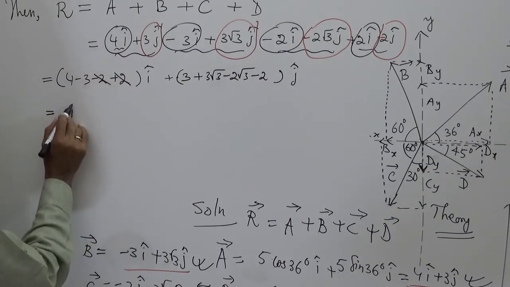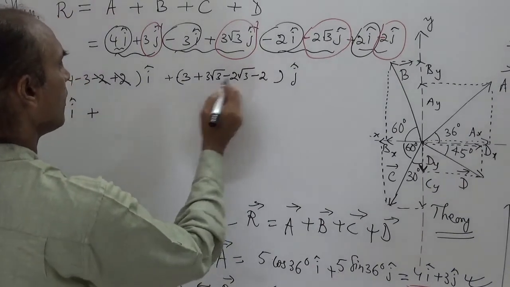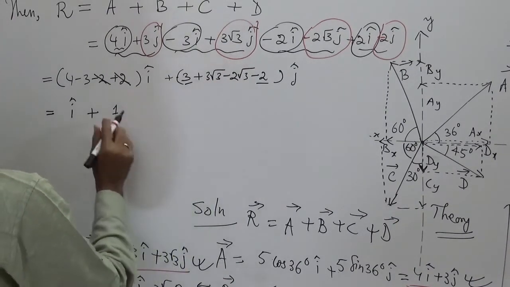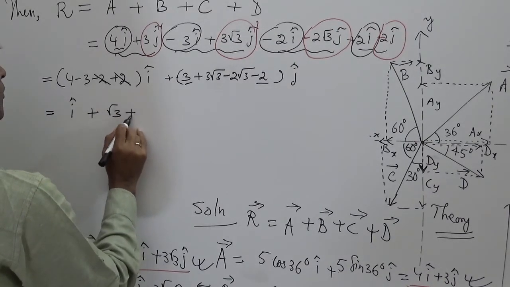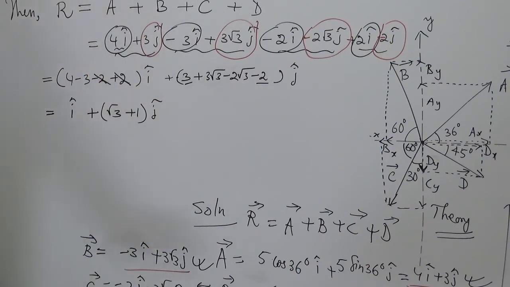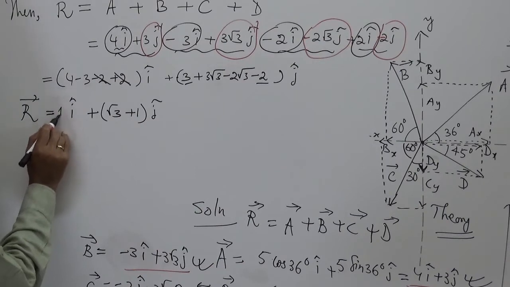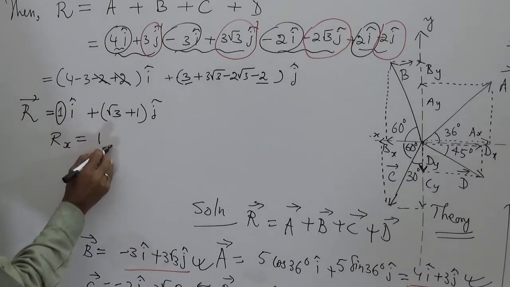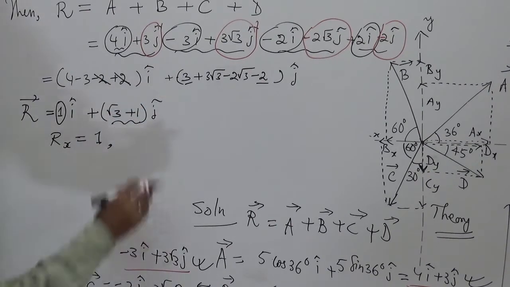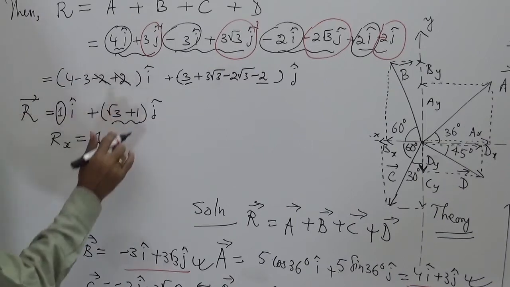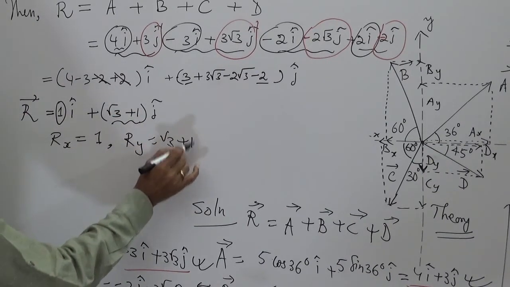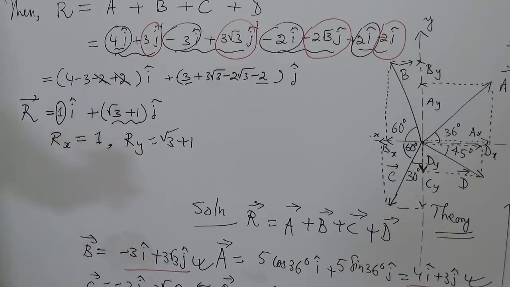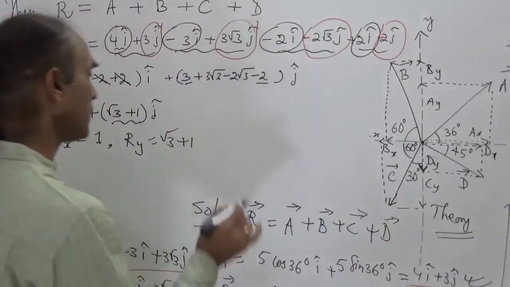4 minus 3 is 1, that is i cap, plus 3 minus 2 is 1, and 3 root 3 minus 2 root 3 is just root 3. So it is just root 3 plus 1 j cap. So this is the resultant vector R. So the coefficient of i cap is 1. This is the x component of the resultant, Rx, that is 1. This is the coefficient of j cap, the y component of the resultant, so Ry is root 3 plus 1. Both are positive, therefore the resultant will definitely lie in the positive xy plane.